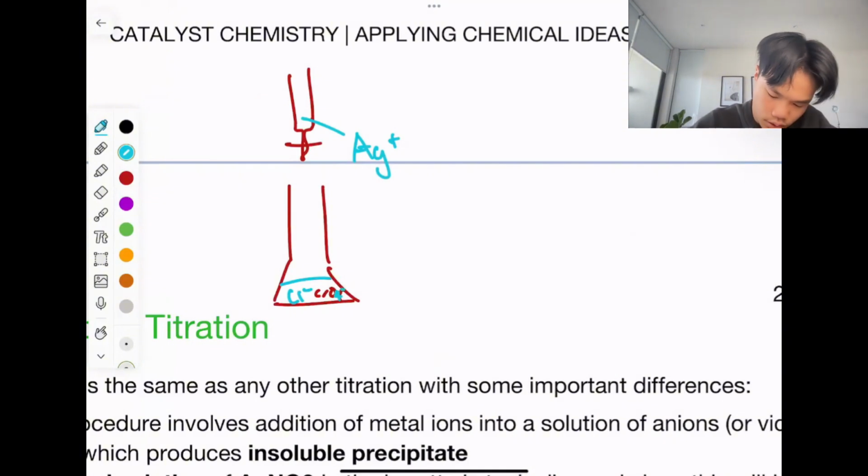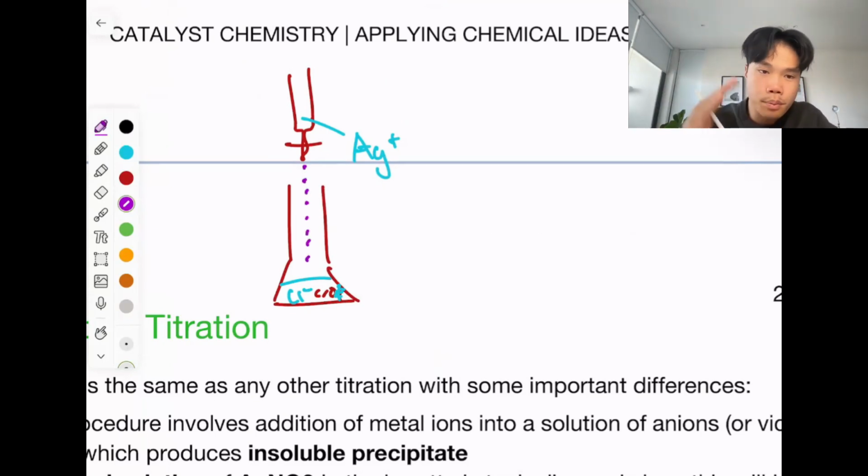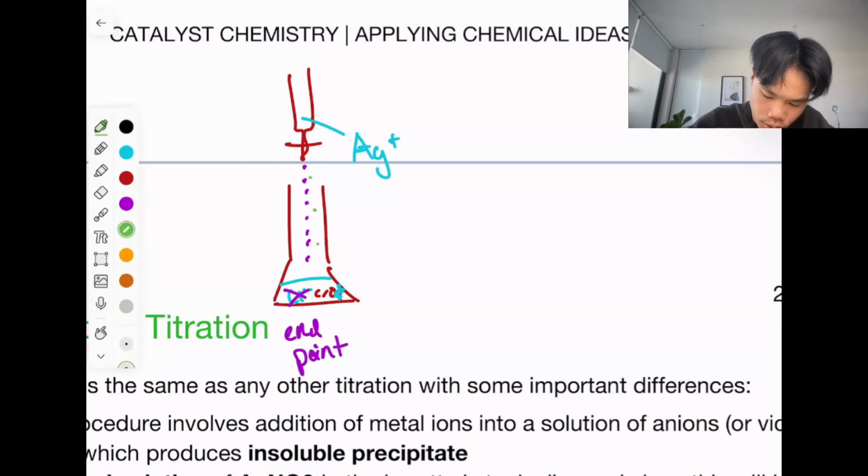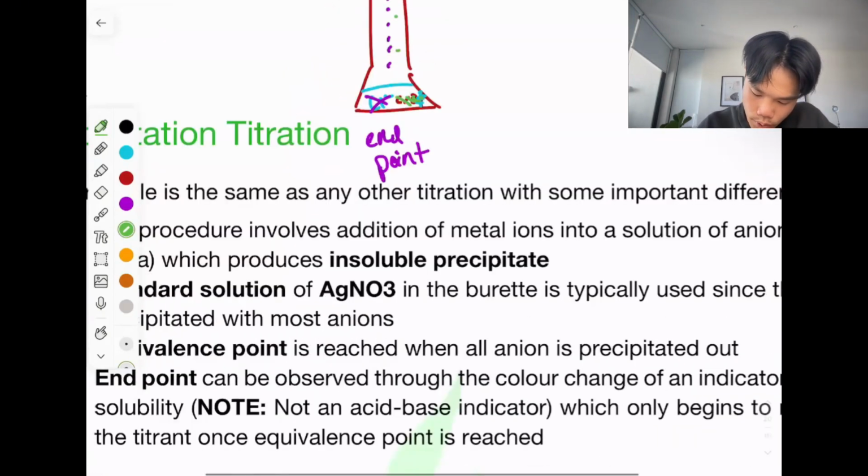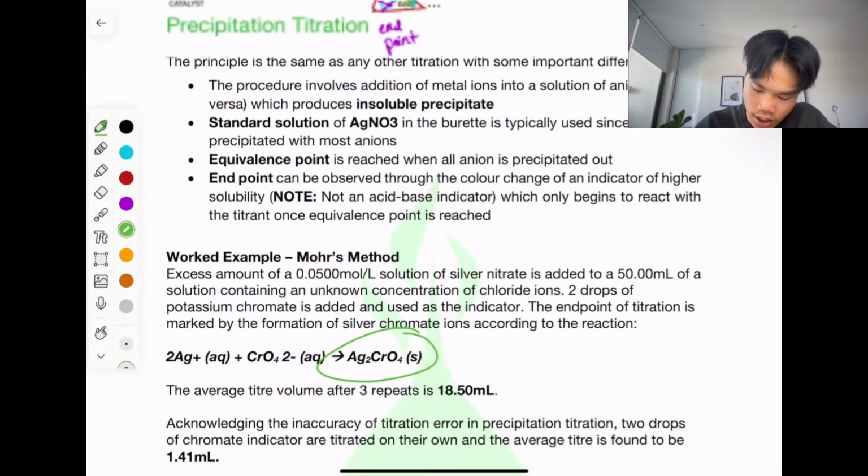CrO4 2 minus. So as you add in silver, the silver ions will neutralize chloride bit by bit until all of the chloride is neutralized. That's the point where you've reached end point. Then you'll add in a little bit more silver in order to precipitate with the chromate until you produce sufficient silver chromate solid that you see a color in solution that appears.